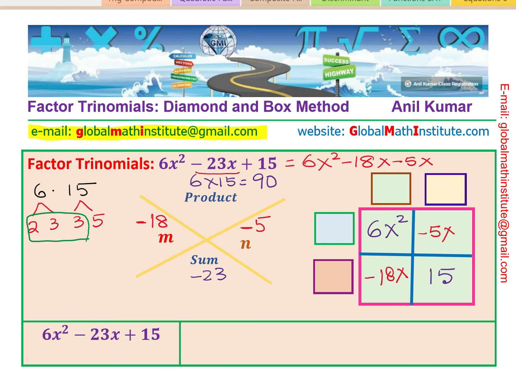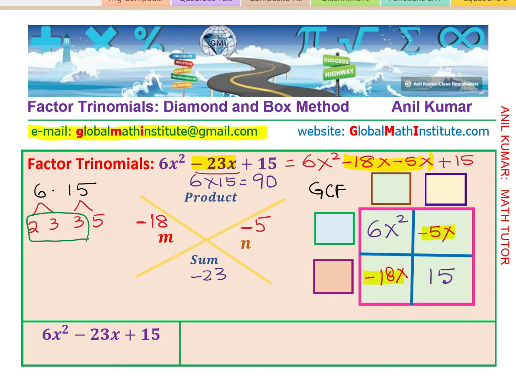You see that? So you have seen how the trinomial has been expanded by splitting the middle term minus 23x as a combination of minus 18x and minus 5x. That is the technique, and these two numbers come in the other two places in the box. Get it, right? Now, the last step is to find the greatest common factor.